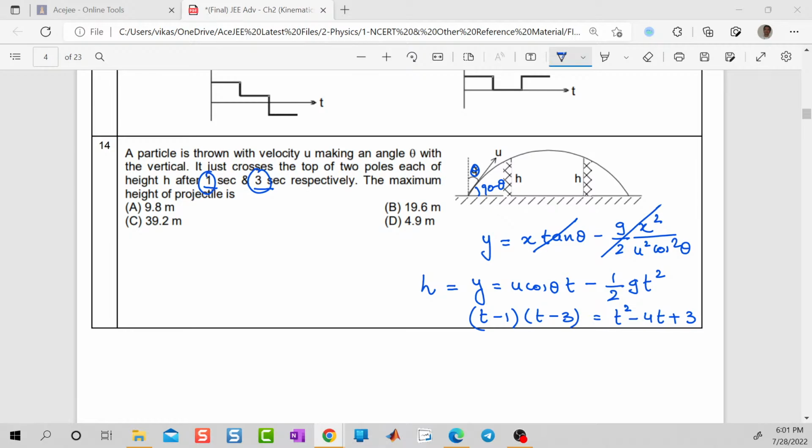Sir, I think you are receiving our voices a little late. That's fine, Beta. Carry on. There must be some issue with the connection here. But go ahead. So you had this equation y is equal to u cos theta t minus half gt square.